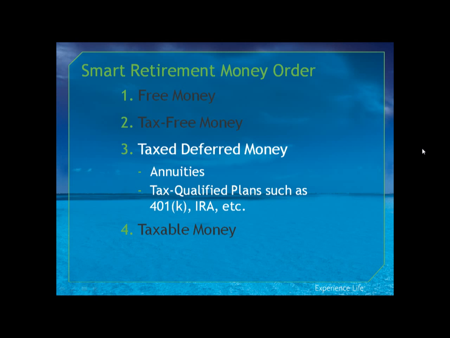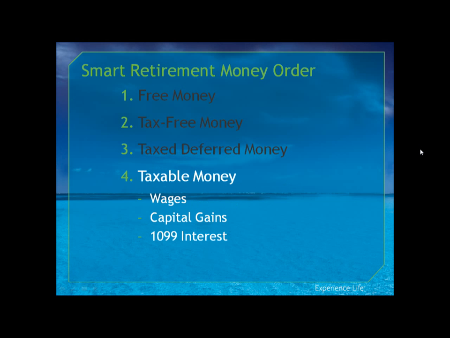And last is the taxable money. Taxable money, of course, is the money that we make in our wages. That's the money that we earn as a living. Any capital gains that we may get from investments such as real estate investments, stock market, things of that nature, or any 1099 interest. Again, what we're looking at is the Smart Retirement Money Order.